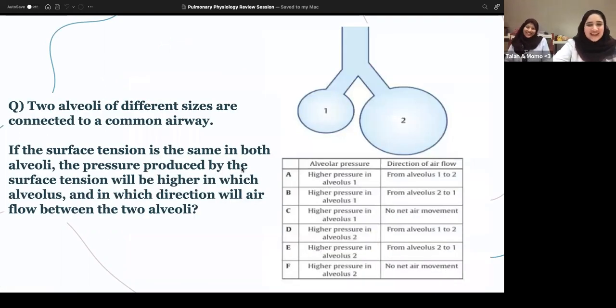Okay, guys. So basically, we have two alveoli of different sizes, and they're both connected to the same airway, as you can see here. If the surface tension in both of those is the same, the pressure produced by the surface tension will be higher in which alveolus, and in which direction will air flow between the two alveoli? So we got an A.